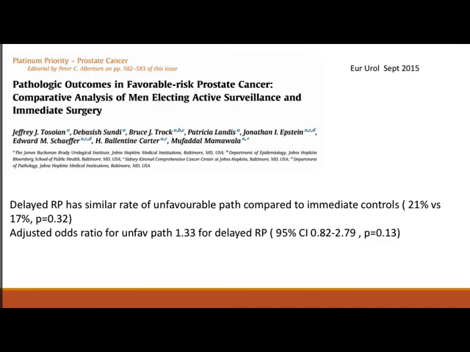So some of the recently published deferred radical prostatectomy data from European Urology, Tosoyan et al. They thought that delayed RP had a similar rate of unfavorable pathology compared to immediate controls, 21 versus 17%. And the adjusted odds ratio was 1.3 for delayed RP, but not statistically significant.